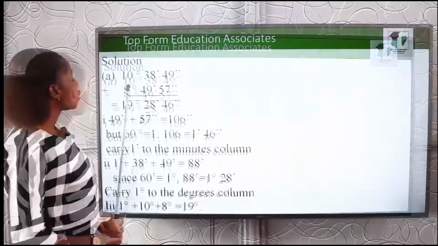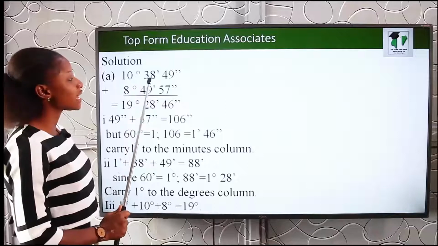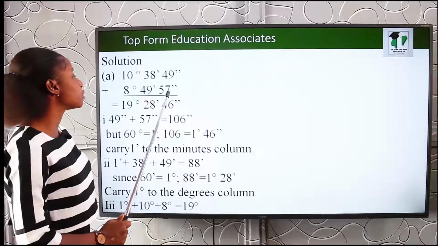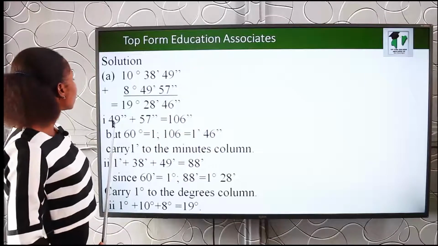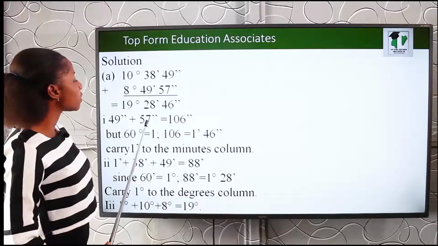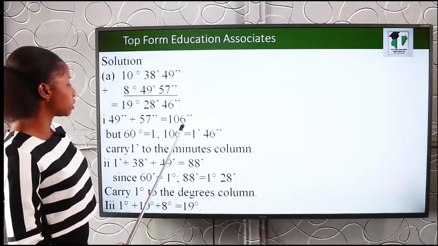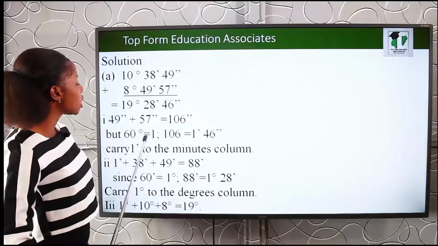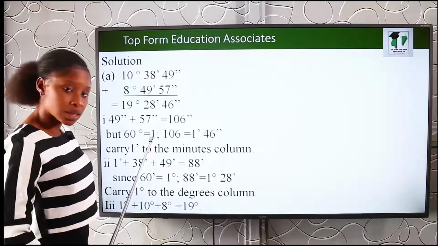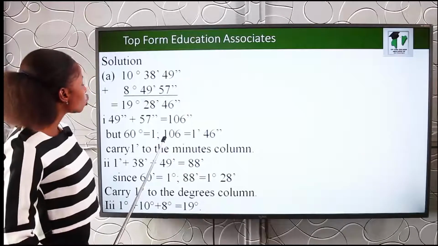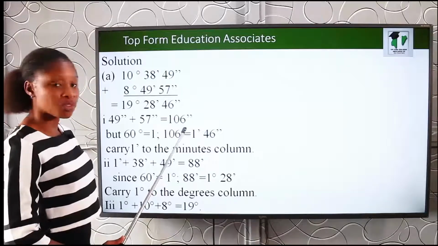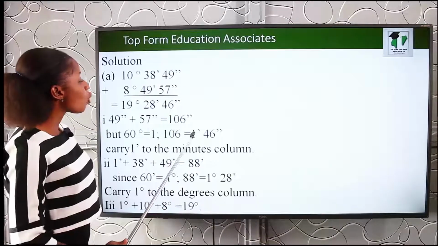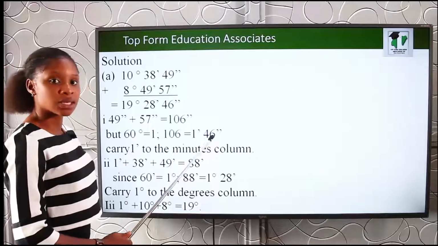Now, to do this, we are asked to add 10 degrees, 39 minutes, and 49 seconds to 8 degrees, 49 minutes, and 57 seconds. Now, when we add 49 seconds plus 57 seconds, we have 106. But then again, 60 seconds is equal to 1 minute. So we are going to subtract 60 from 106. Now, when we do that, we are going to get 46. So we have 1 minute and 46 seconds.